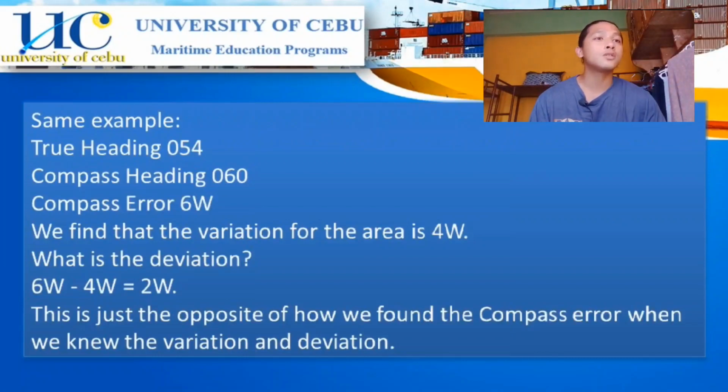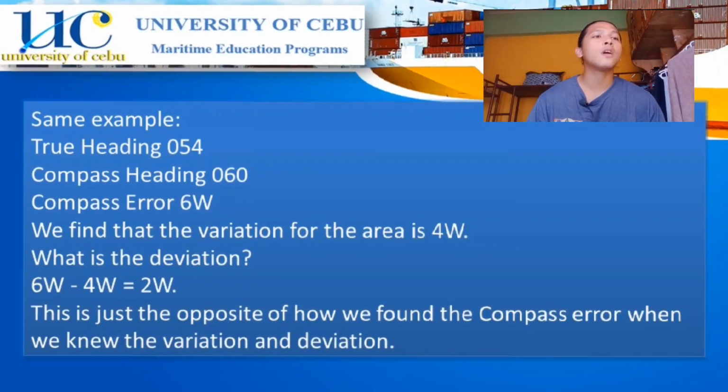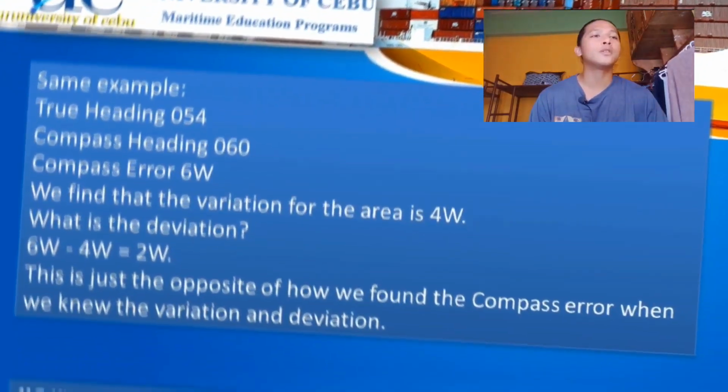Then, as you can see on the screen, we have an example. True heading is 054 and the compass heading is 060, and the compass error is 6 west. We can find that the variation for the area is 4 west. And what is the deviation? You must subtract the variation from the compass error. 6 west minus 4 west is equal to 2 west. This is just the opposite of how we found the compass error when we knew the variation and deviation.